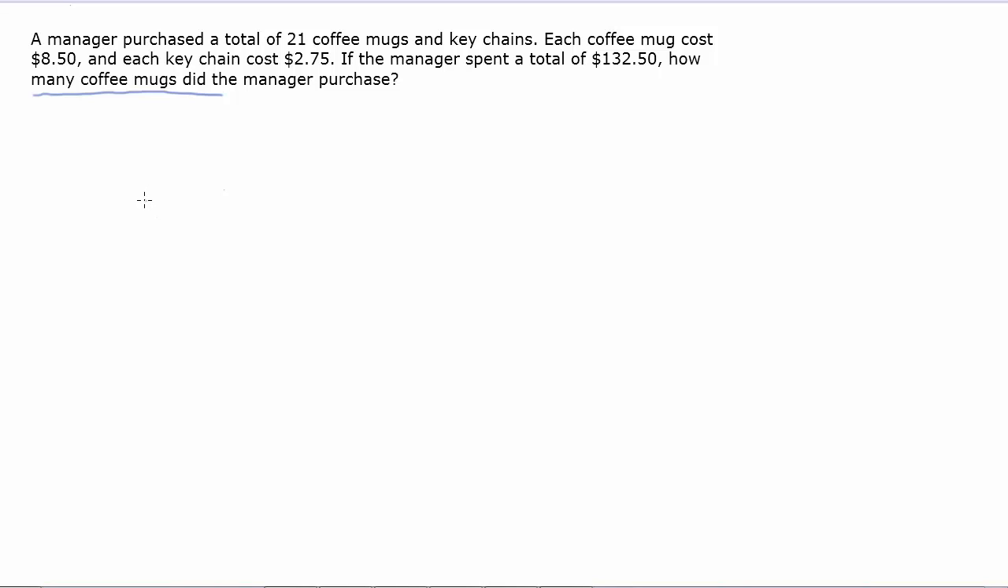There are multiple ways to work this problem. You could solve it by making a system of equations and solving by substitution or elimination or graphing. I'm going to choose guess and check for myself personally. So let's take a look.